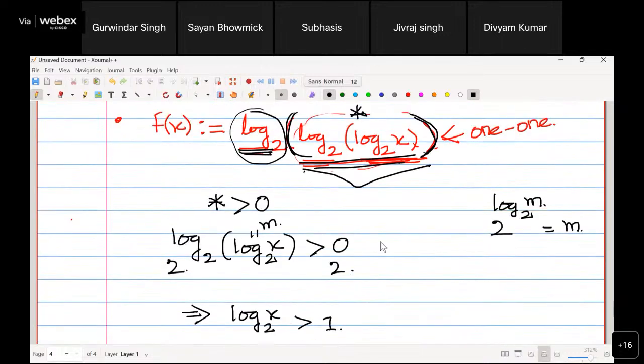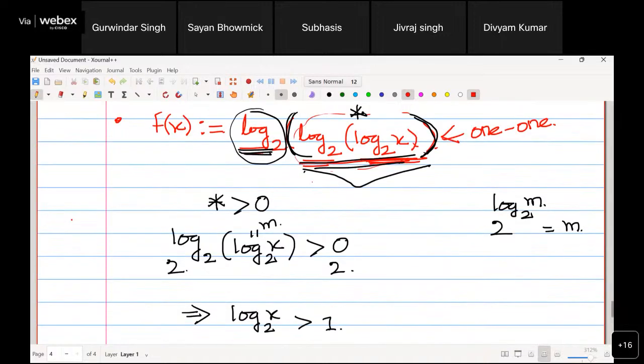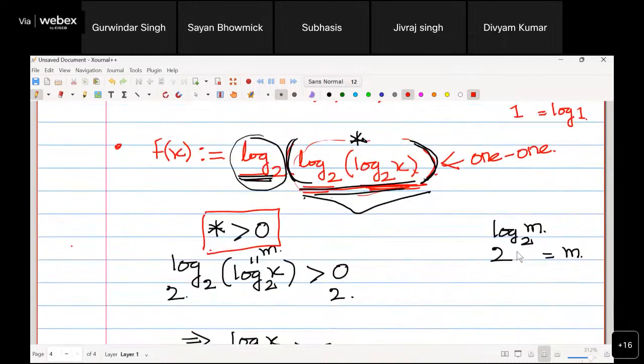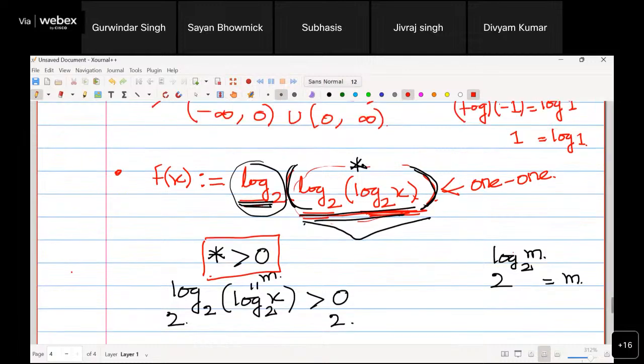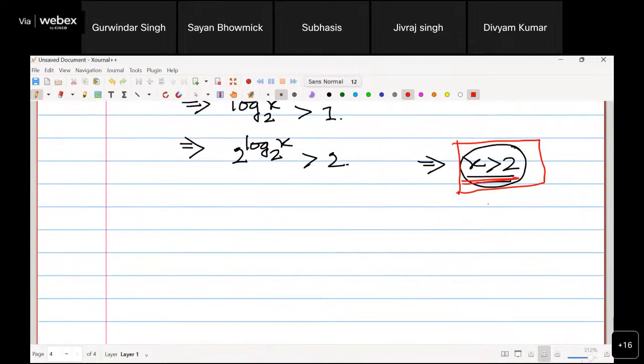So basically, for all such values of x, my star is greater than 0. That means for all such values of x, this function is well defined, right? Yes, sir. That means this function is well defined in this region, 2 to infinity.